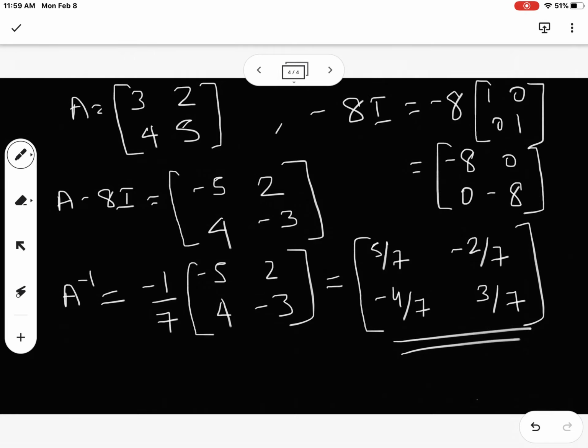So this concludes the first example. In the next video, I will cover another example with another matrix so that you have a clearer understanding of finding out the inverse of a matrix.